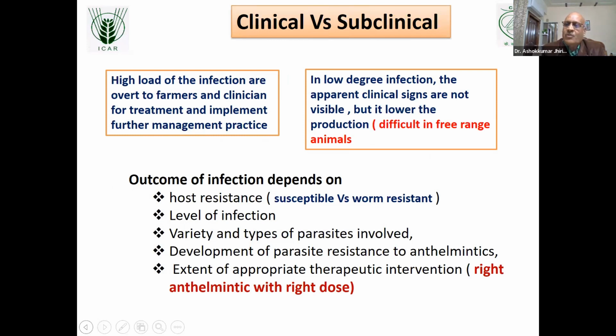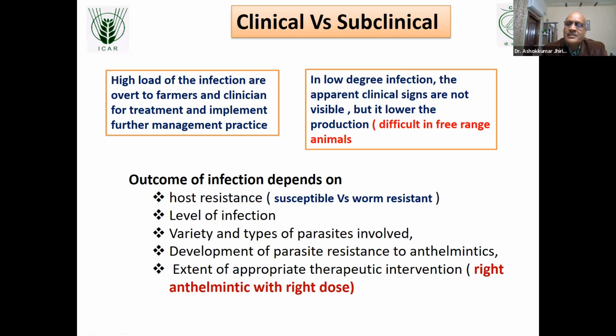Different types of infection are involved. Sometimes there is a single type of infection in the animal, and sometimes there are two or three types of infections. So the outcome depends upon that. If there is resistance in the parasites because of the anthelmintics, the outcome also depends on that, because you are using the medicines and you are not getting the right benefits. It is also the extent of the appropriate therapeutic interventions obtained by the farmers. It means if the farmers are using the right anthelmintic with the right dose, the outcome is very good.